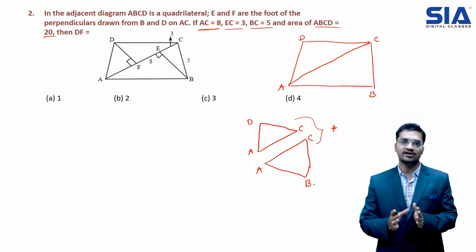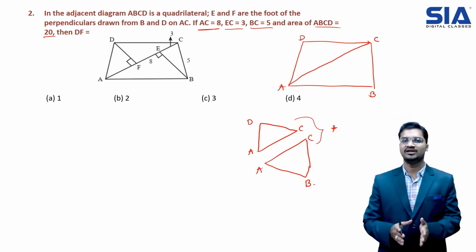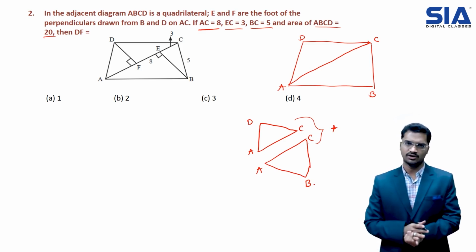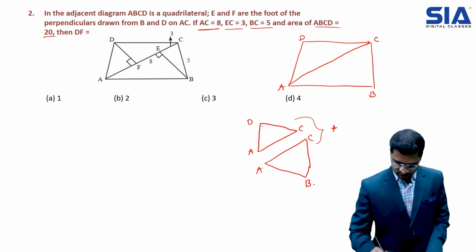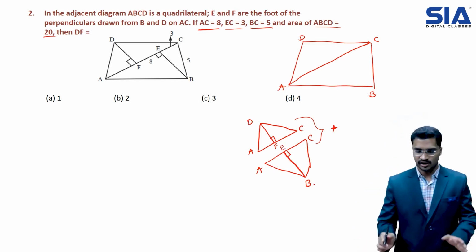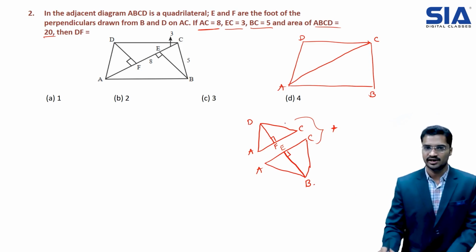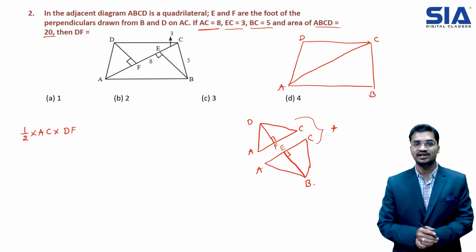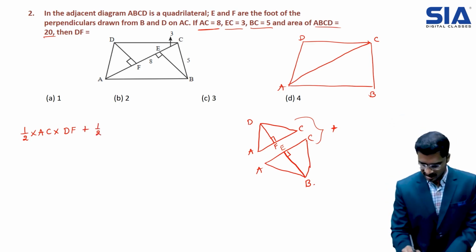Now how can we find the area of a triangle? We know that it is nothing but half base into height. Here the heights are given. Height is nothing but the perpendicular distance, so here DF and BE. The area of triangle ADC is half AC multiplied by DF, because AC is the base of this triangle and DF is the height, plus in the same way half AC multiplied by BE.